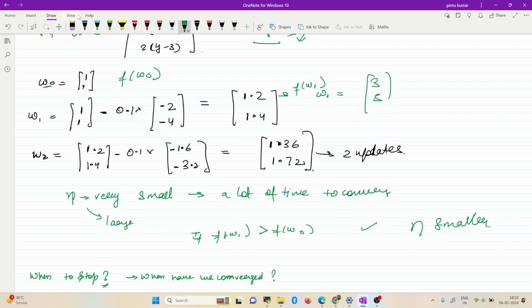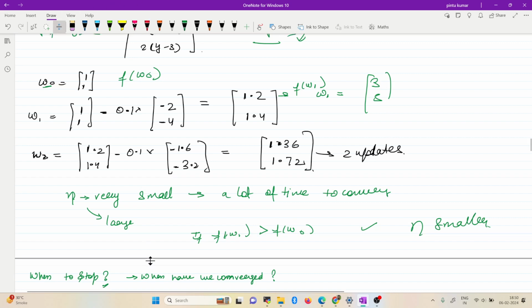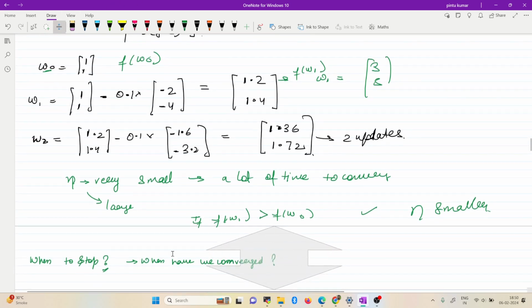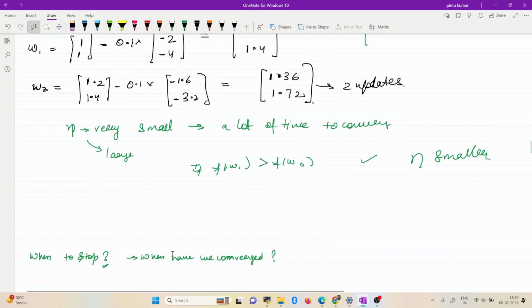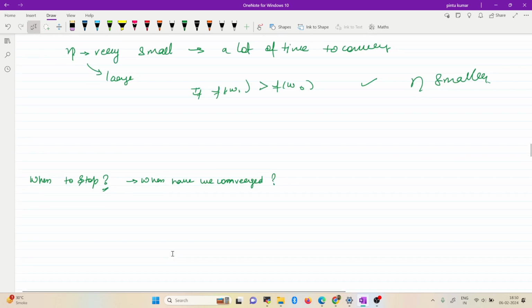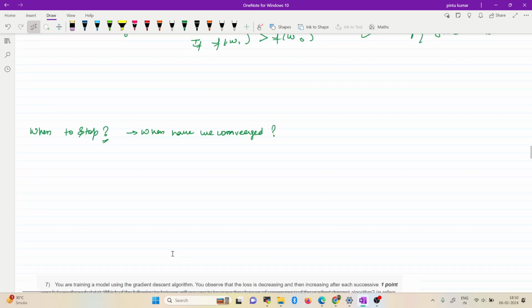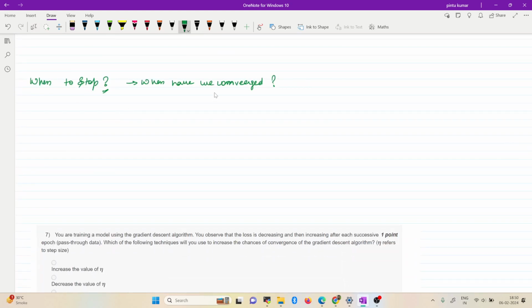So in machine learning or deep learning training, at many points you will see that your loss function is decreasing till some point, and then beyond some point it will shoot up a lot and keep on increasing. So either you should stop your training at the point where it has started increasing, or you should take a smaller value of eta beyond that point. Okay, so this is about gradient descent.